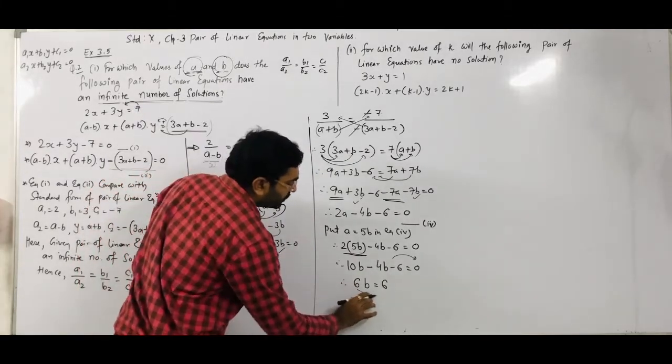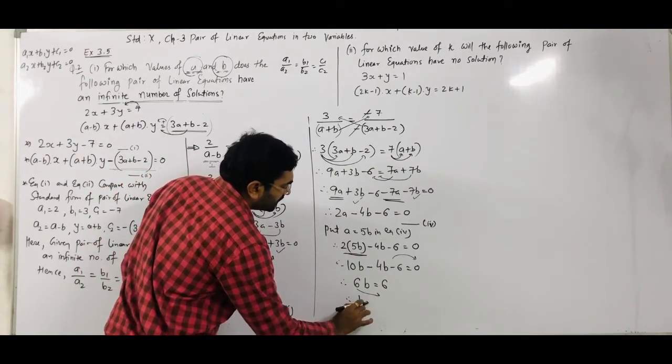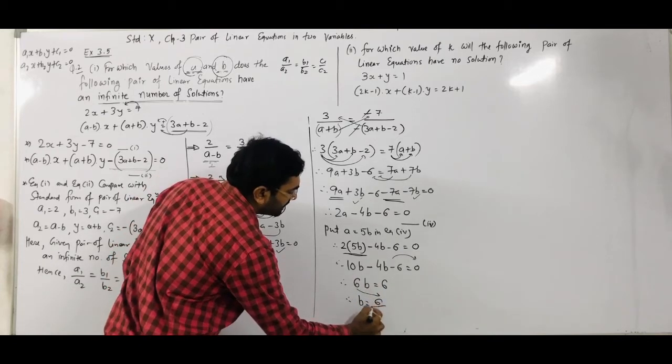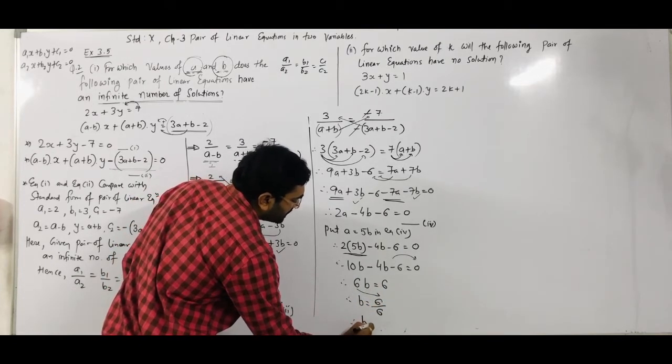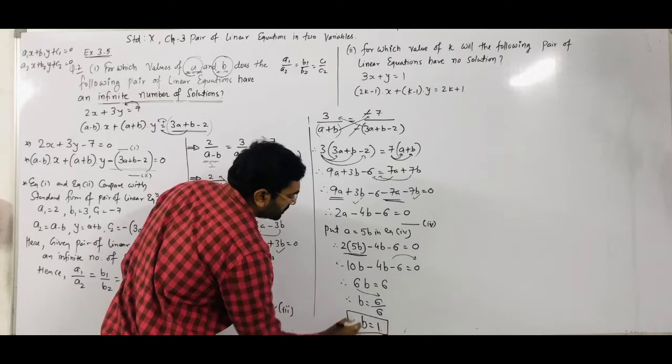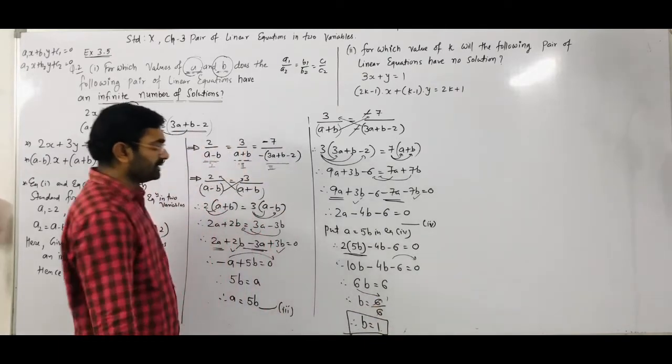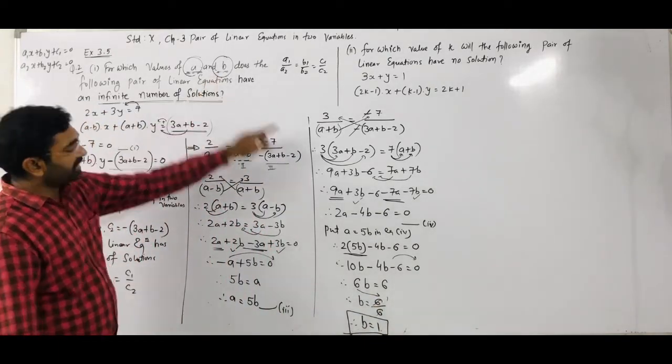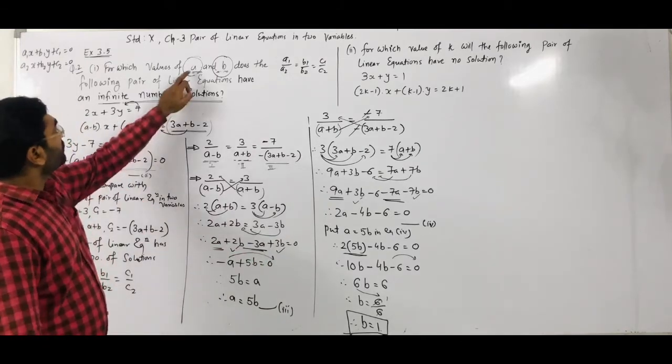Now we have to find the b value, so the multiple of b goes to the right hand side in the denominator. So b is equal to 6 by 6, which is 1. So the b value we get is 1. Now we have to find the a value.